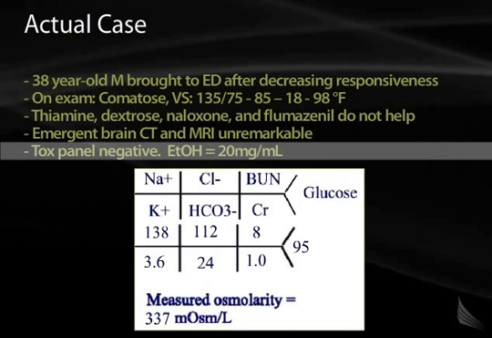Shown in the middle of the slide are sodium, potassium, chloride, bicarbonate, blood urea nitrogen, creatinine, and glucose values, which are all normal. However, his measured osmolarity is high, 337 milliosms per liter. And one question we can ask ourselves is, how high is this relative to the expected osmolarity for this given patient?